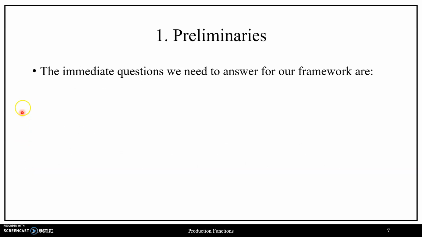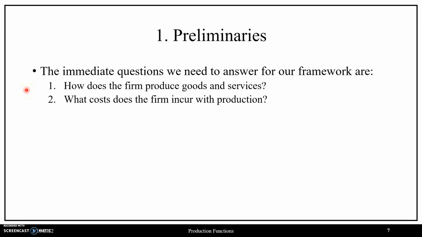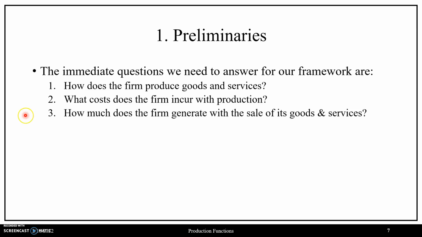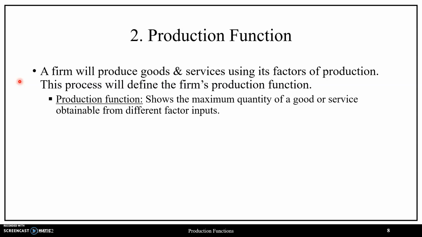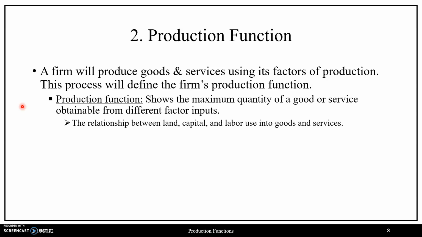The immediate questions we need to answer for our framework then are: how does the firm produce goods and services? What costs does the firm incur with production? And how much does the firm generate with the sale of its goods and services? We will begin by addressing question 1, where a firm will produce goods and services using its factors of production, and this process will define the firm's production function. That is, a relationship that shows the maximum quantity of a good or service obtainable from different factor inputs.